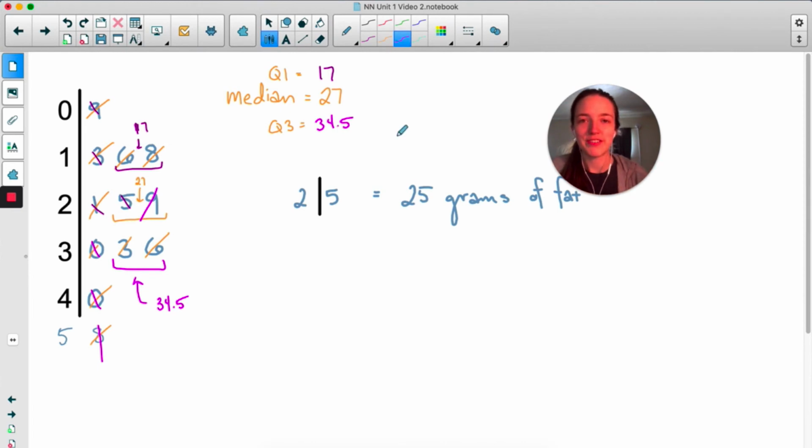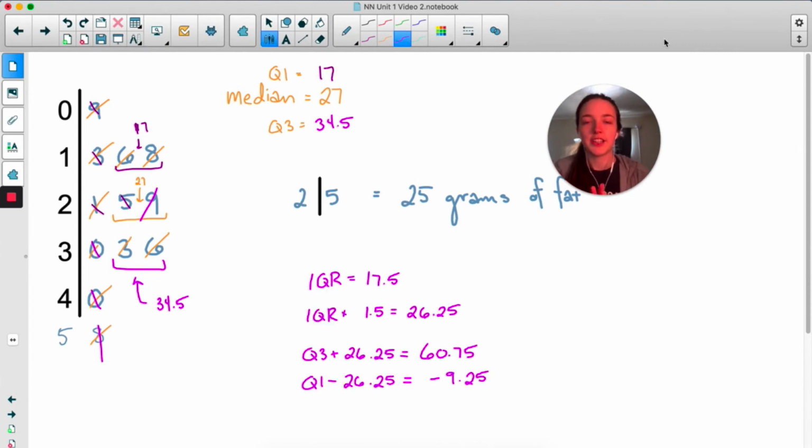Pause the video and see if you can apply the IQR times 1.5 rule to see if 58 counts as an outlier. Alright, our IQR is 17.5, times 1.5 gives us 26.25. We add that to Q3 and we subtract it from Q1. So the upper limit for outliers is 60.75, the lower limit is negative 9.25. It looks like 58 is not an outlier. So it's comfortably in our limits.